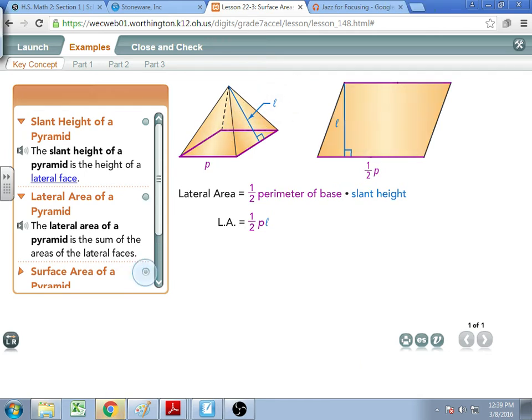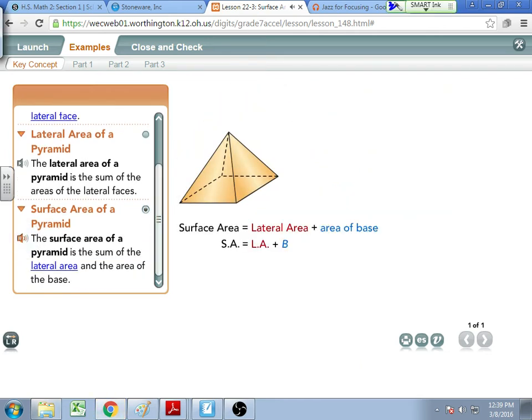And then for total surface area, the surface area of a pyramid is the sum of the lateral area and the base. It's the same thing as prisms, except we only have one base. So now there is no 2 times the big B. It's just your lateral area plus a single base. You have to be careful with that, because a lot of people will make mistakes. They'll try to double the base, but we only have one of them.